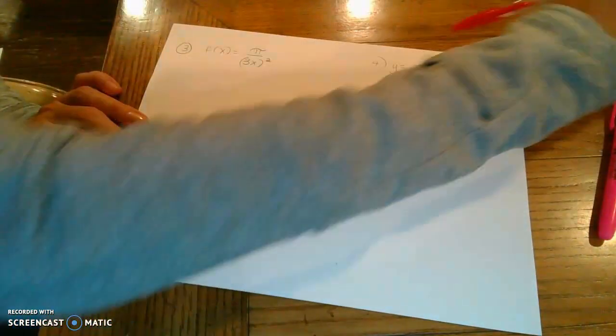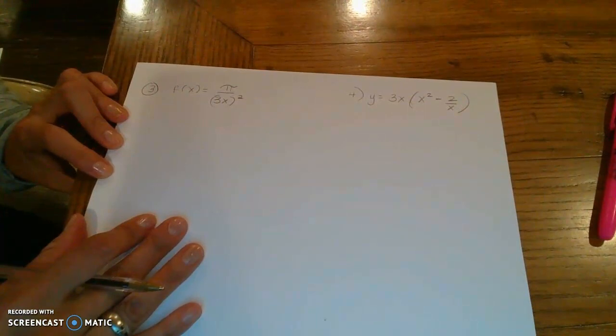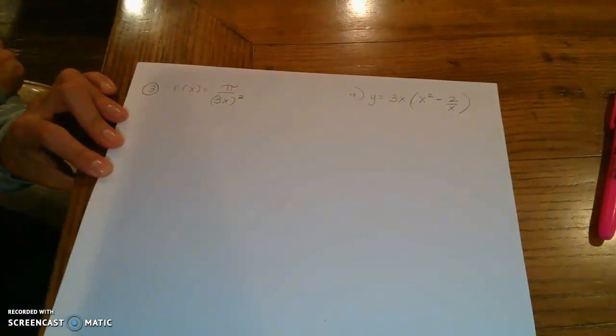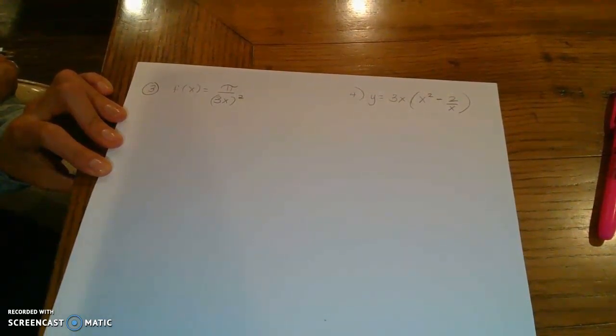Okay, moving on to other problems. There's 3 more that we need to get through before I give you your homework. If you look at this, again, I see there's a little bit of a problem. I have a variable in the denominator. So if you can't read it perfectly, it's f of x is equal to pi, and in parentheses is 3x all raised to the second power.